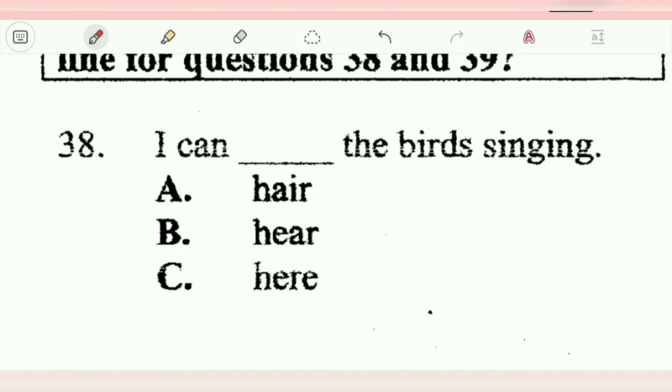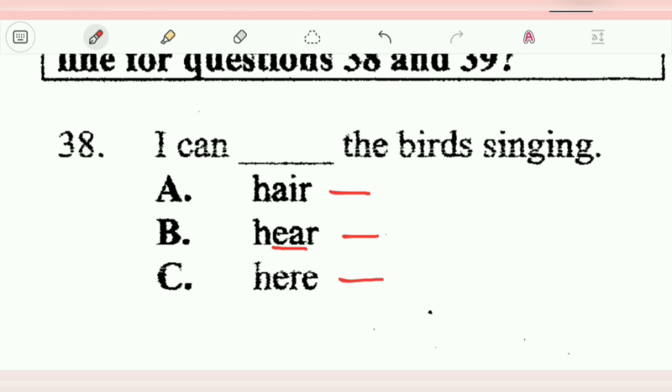So you have three here. H-A-I-R is at A, H-E-A-R is at B, and H-E-R-E is at C. H-A-I-R has to do with the hair that is on your skin, on your head, on animals. H-E-A-R is what happens with your ears. You hear, with your ears. And H-E-R-E has to do with position, location, or calling you. Come here, sit here, look here.